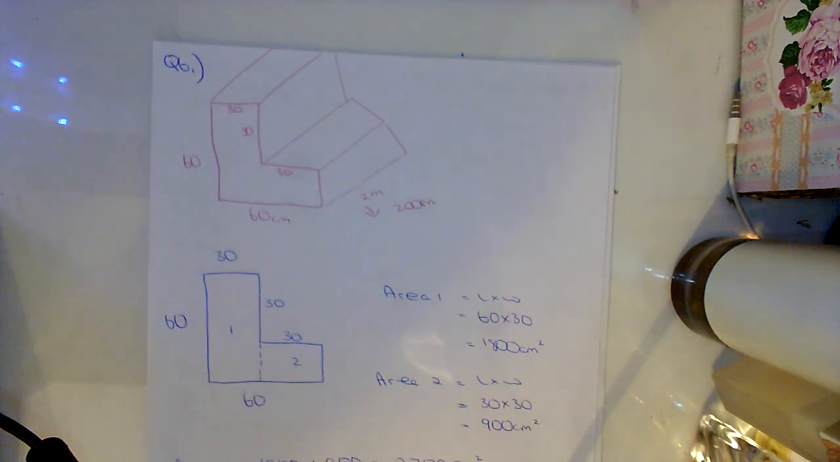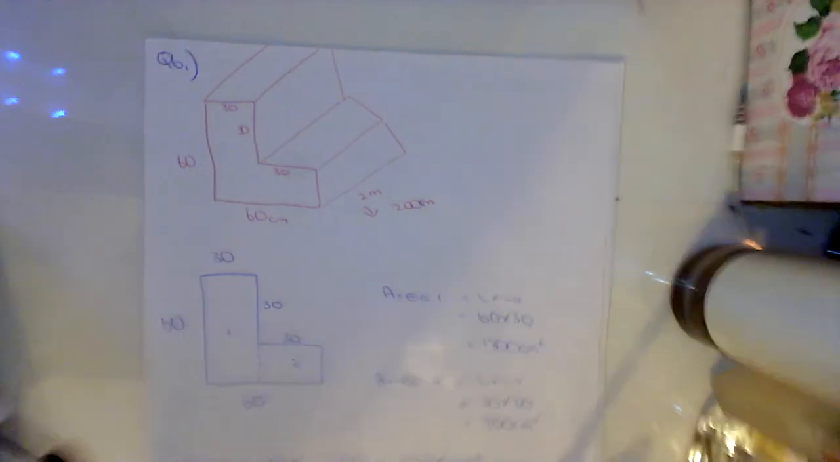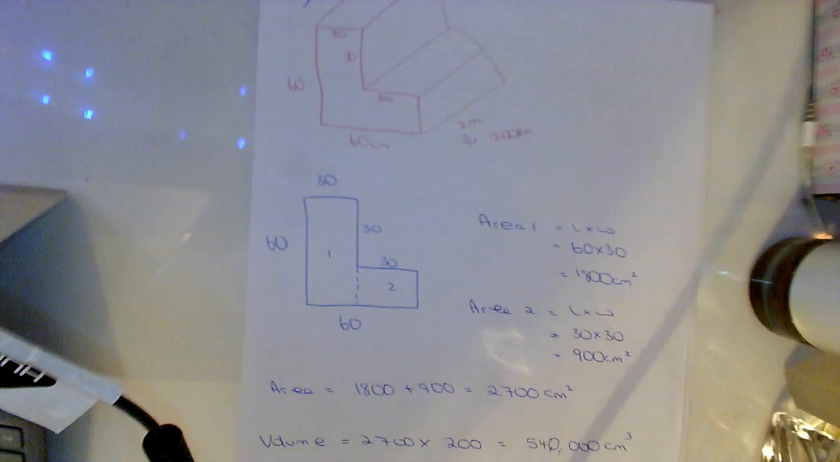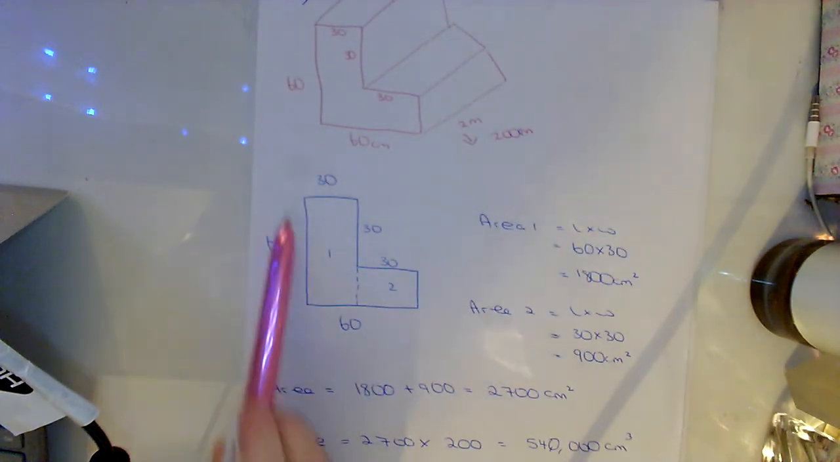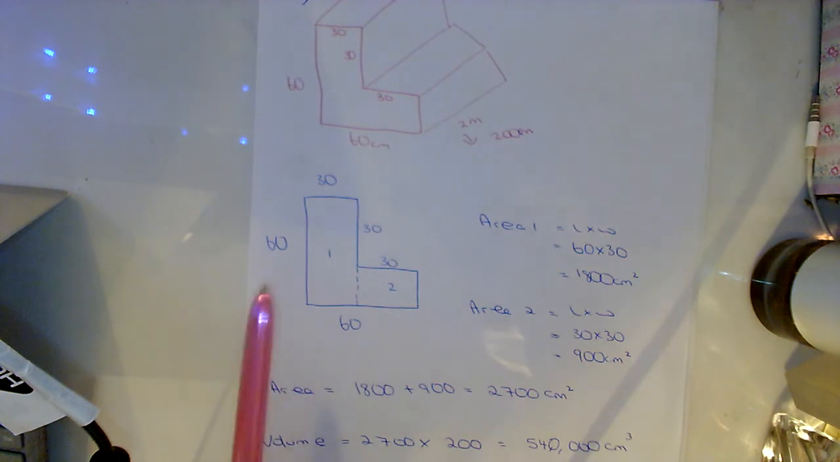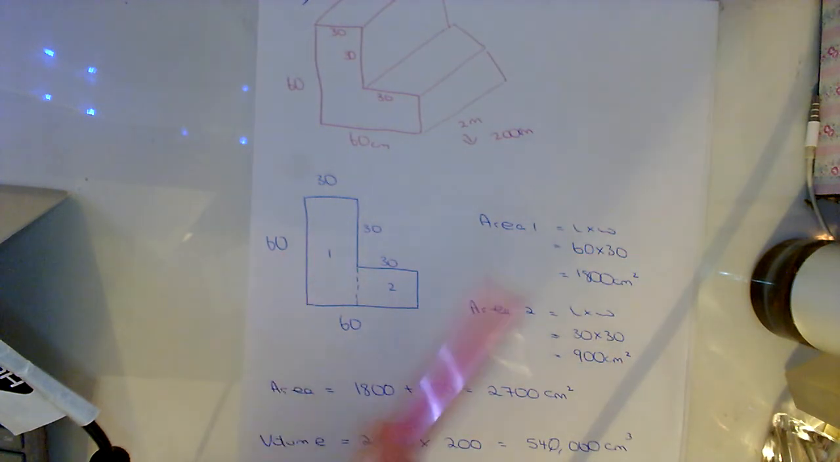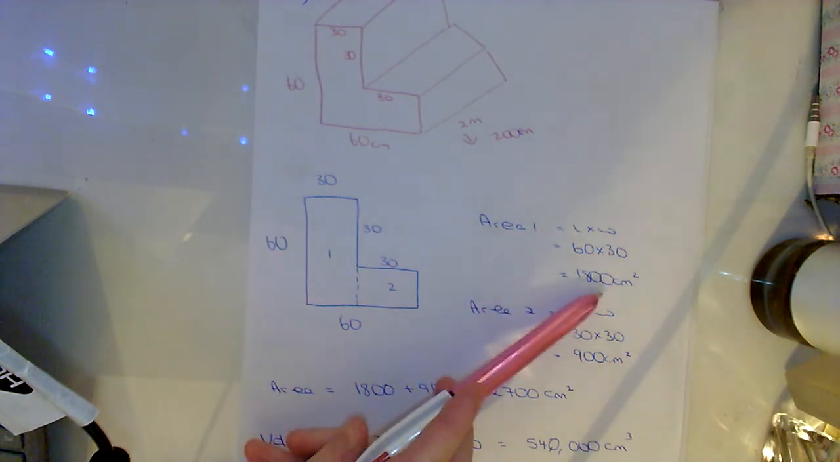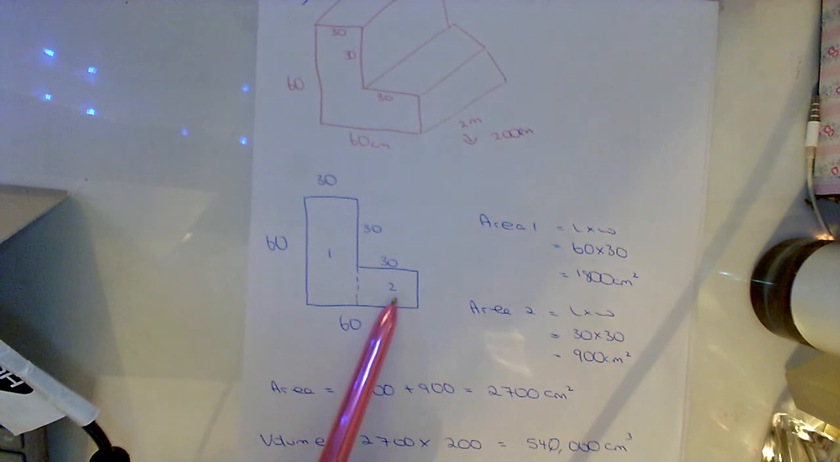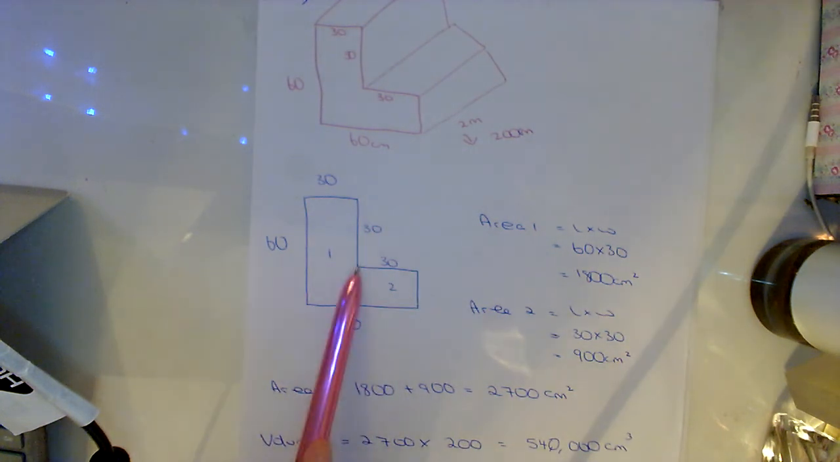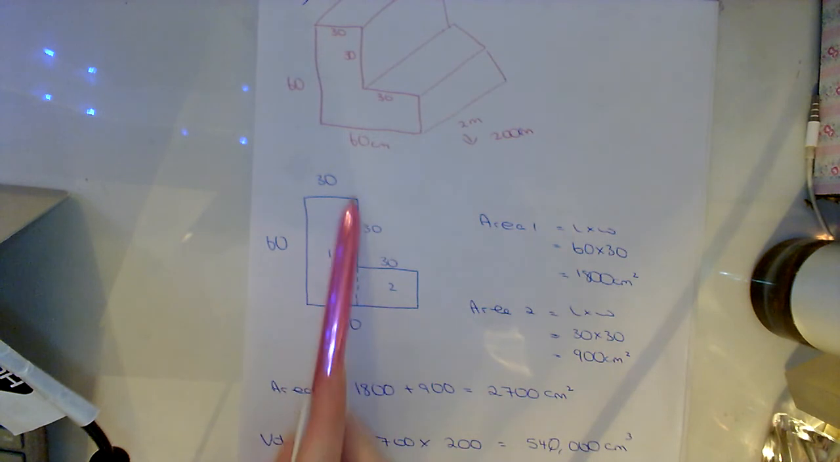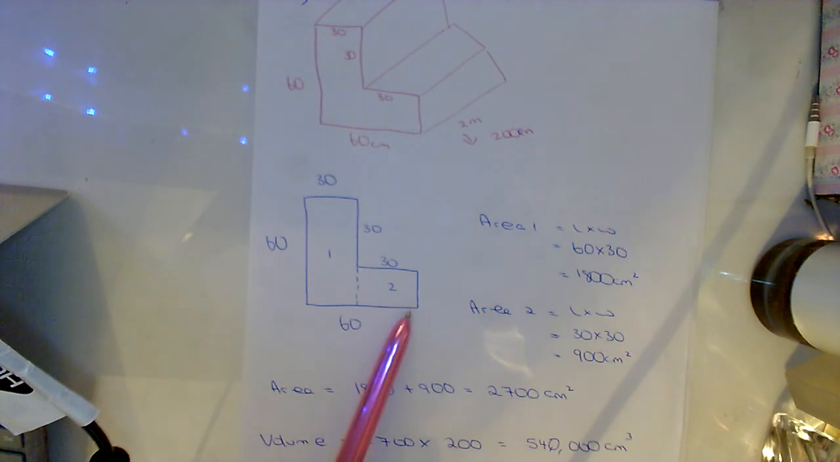Okay, so this is the area of a rectangle. So it's length by width, so it's going to be 60 by 30, and I get 1,800. And then I get the area of this rectangle. Okay, so I know this is 30. If this whole length here is 60 and as far as here is 30, that means here must also be 30. So it's going to be 30 by 30. So I get 900 centimeters squared. I add them together and I get 2,700 centimeters squared.